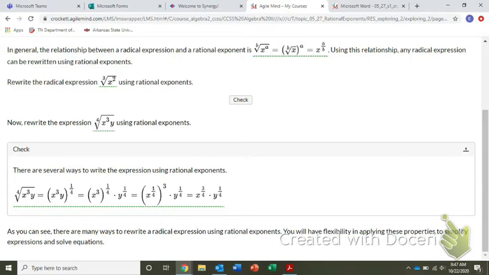So it says at the bottom, as you can see, there are many ways to rewrite radical expressions using rational exponents. You will have flexibility in applying these properties to simplify expressions and solve equations. So just because the person sitting beside you has different work does not mean that he's wrong, and does not mean that you are wrong. You have flexibility, so that means you can work these problems many different ways.